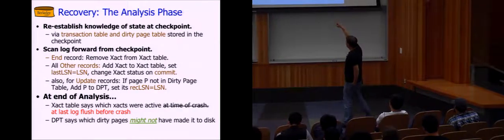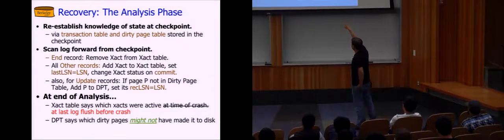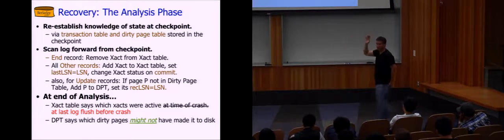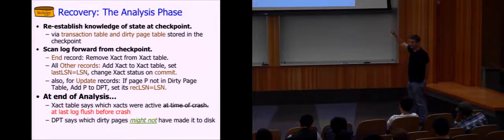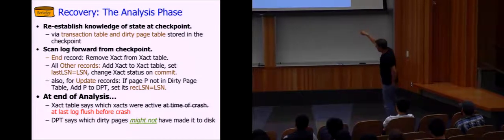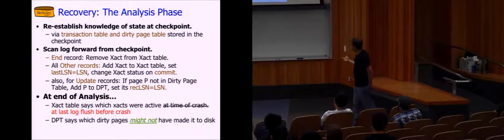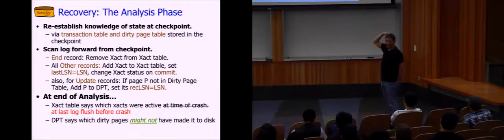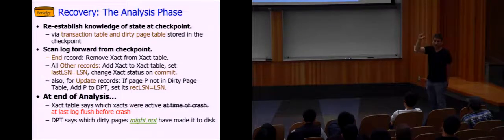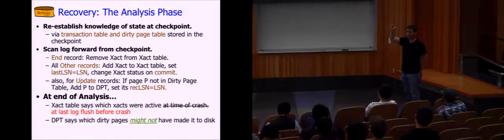All right, so this is basically the protocol for scanning forward during analysis. All you're doing is updating the transaction table and dirty page table to reflect the state of the system at the time of crash. When you get to the end of the log, the transaction table will tell you which transactions were active at the time it crashed, but realistically there might have been a log tail hanging out in memory when the system crashed, and you lost that.